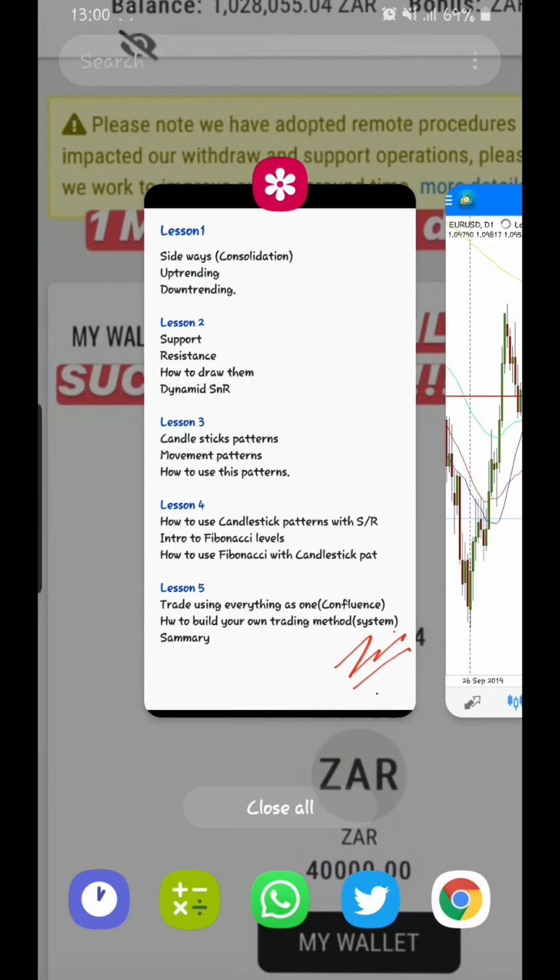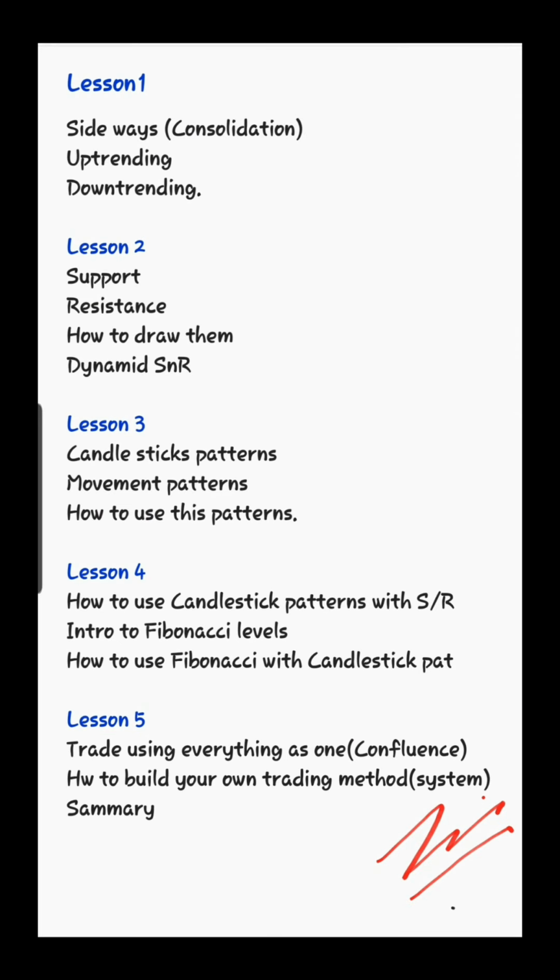Because on the next lesson, we're going to be looking at candlestick patterns and movement patterns and how to draw these patterns, and how to use these patterns that you see. Remember, everything that you learn in this lesson goes with what you learned in the previous lesson. So in this third lesson, I'm gonna be showing you these candlestick patterns and all these other patterns, and how they coincide with the support and resistance and how to utilize them.